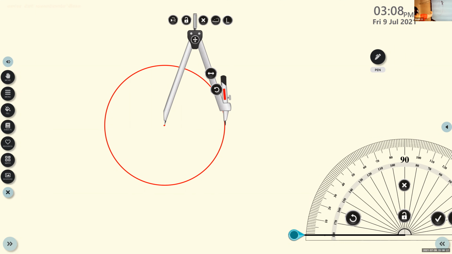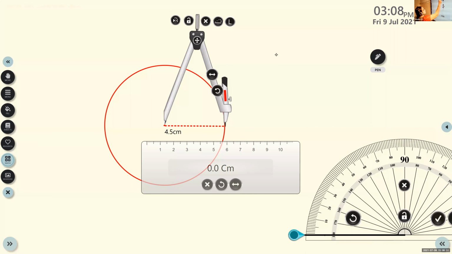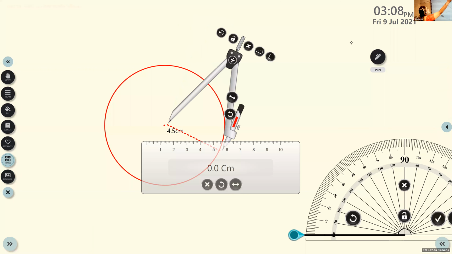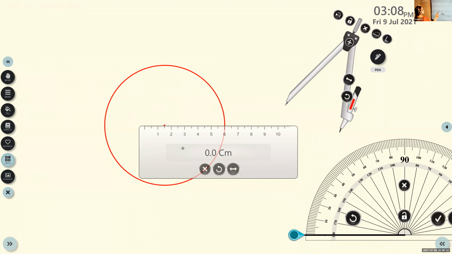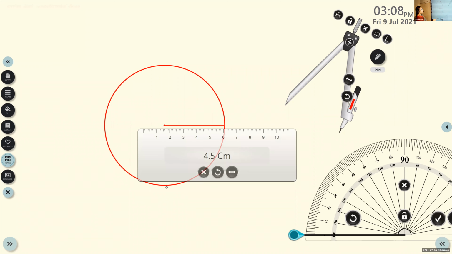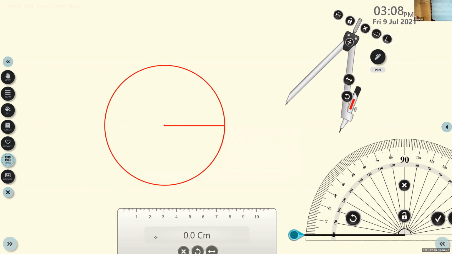Then using your scale, you can draw a radius of the given circle.